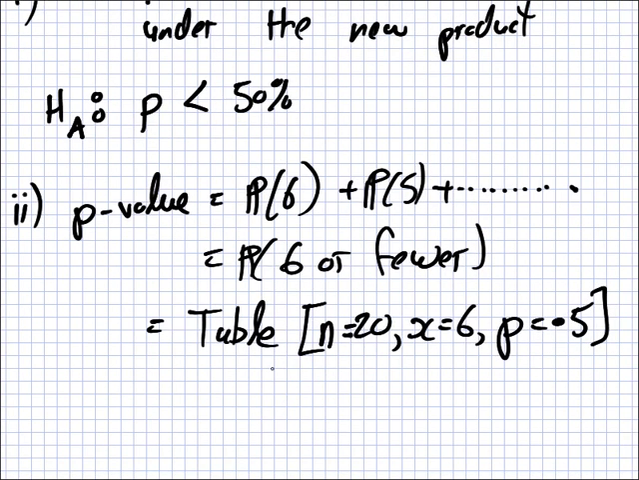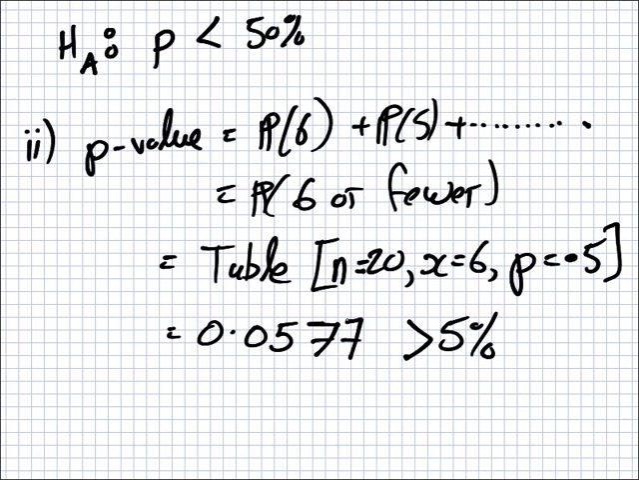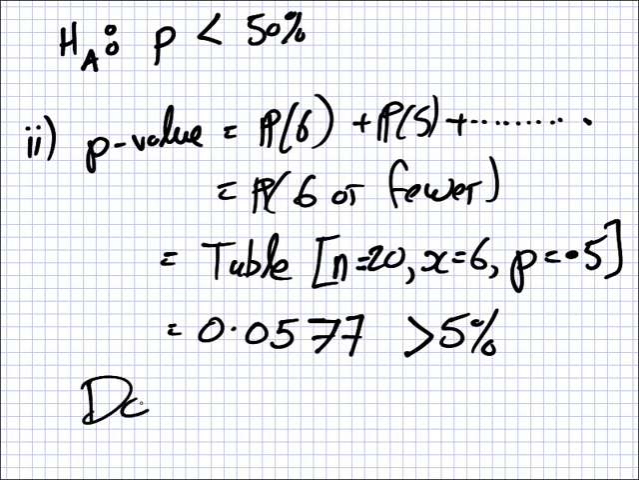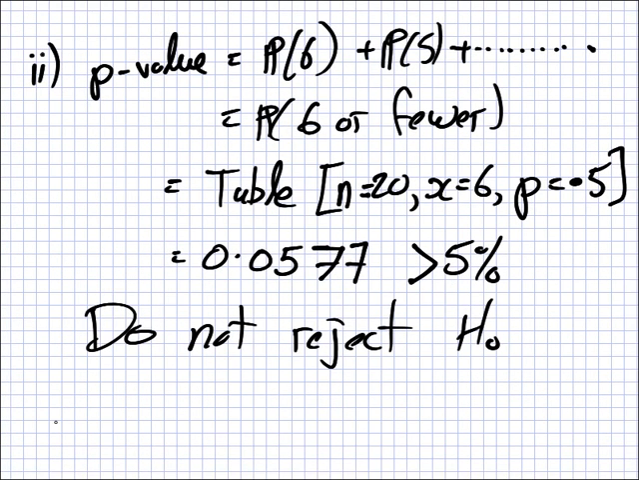So what do you get here? 0.057. So that's more than 5%. So the conclusion is do not reject the null hypothesis. Yes. So the conclusion is no evidence for an effect.